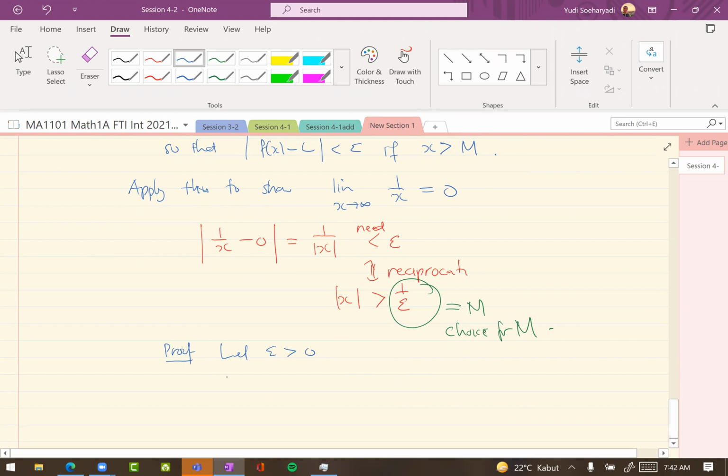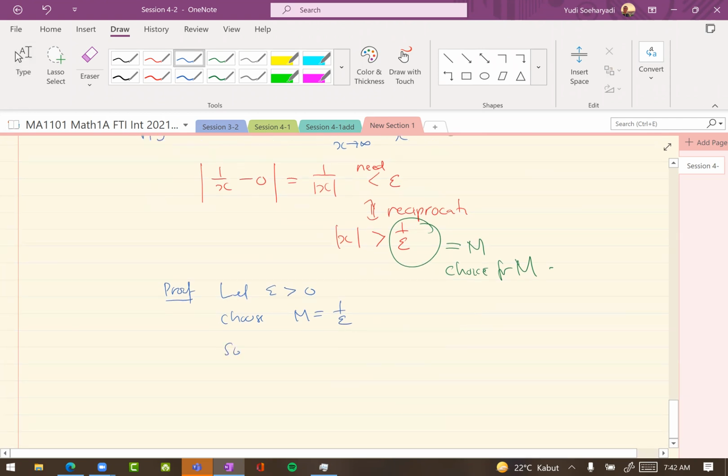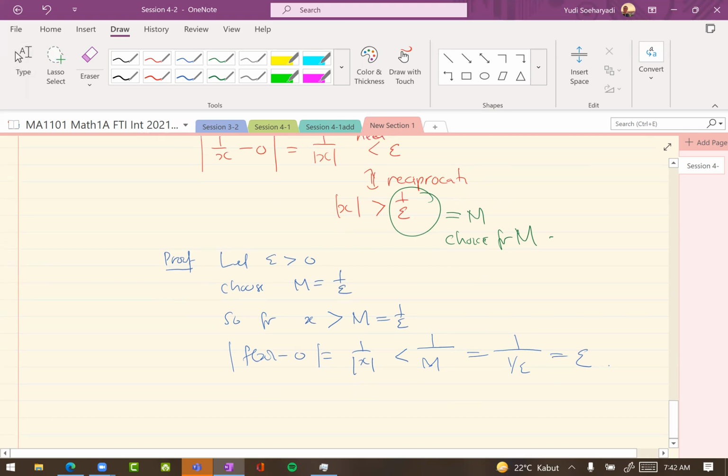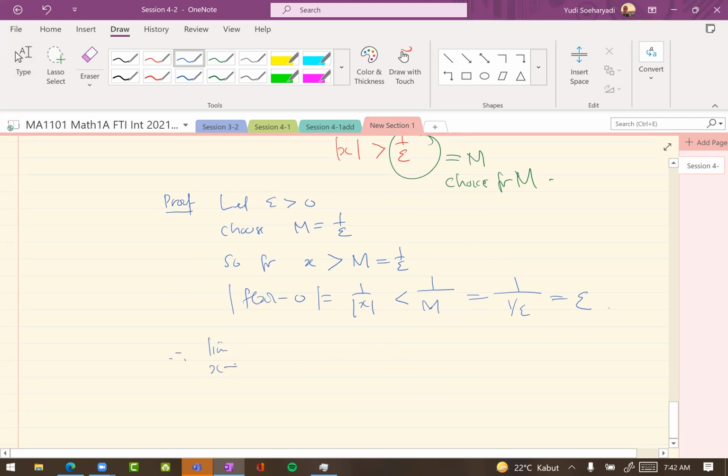Let epsilon be positive. We choose M equals 1 over epsilon. So for x larger than M, which is 1 over epsilon, we compute this. If you replace x by something smaller, you get this inequality, 1 over M, which is epsilon. So that's the proof that the limit is 0.